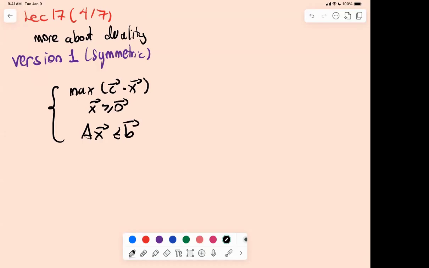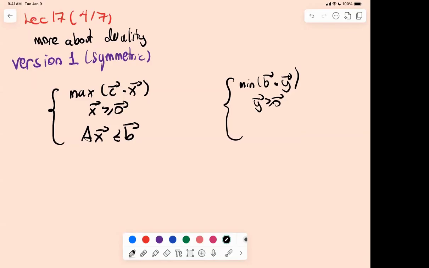If that's the original problem, the dual version of that is the min of b dot y, where y is greater or equal to 0, and where c is less or equal to A transpose times y. Usually the original version is called the primal, which I'll refer to as P sometimes, and the dual version is just the dual, which I'll refer to as D. So this was the original version of how I wrote the duality.